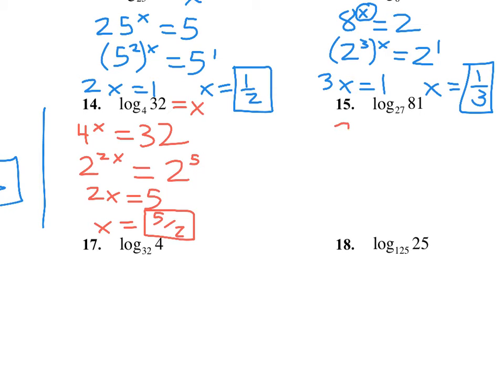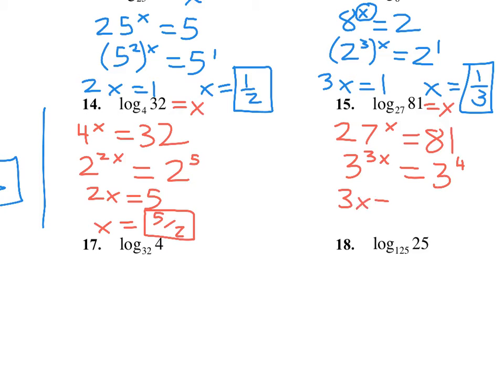Okay, so pretending we don't know the answer, 27 to the x is equal to 81. Those are both powers of 3. 27 is 3 times 9, and then 9 breaks into 3 and 3. So 27 is 3 cubed, and there's an x there. 81 is 9 times 9, and then each of those 9's can break into 2 3's, so it's 3 to the 4th. Get rid of the bases, and you get x equals 4 over 3.